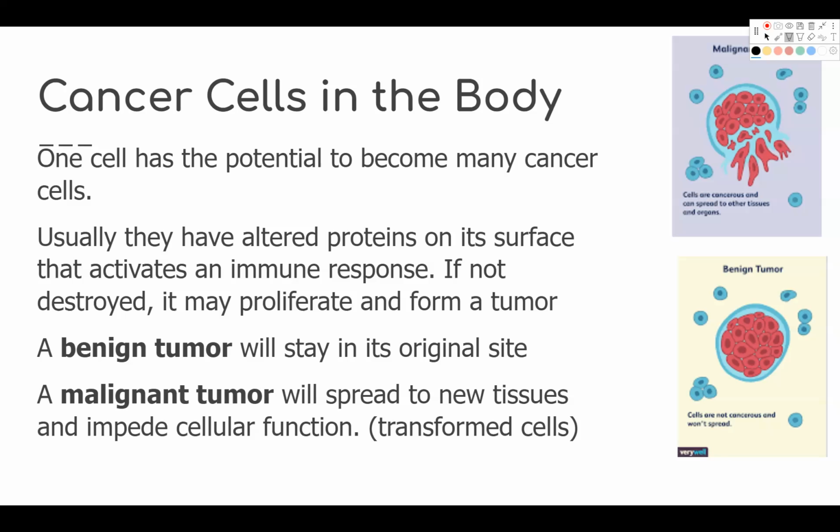So two different types of uncontrolled cell growth. However, if they can spread, if they can move to new tissues, we call those cells cancerous cells. Questions here?